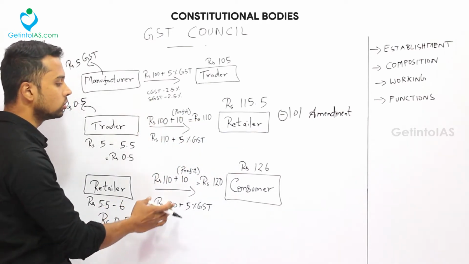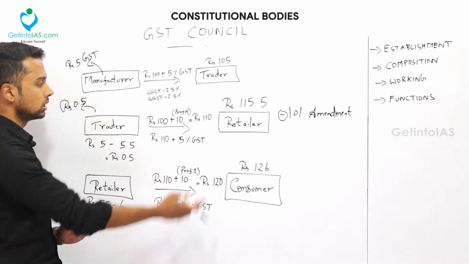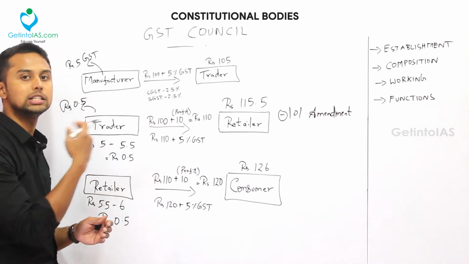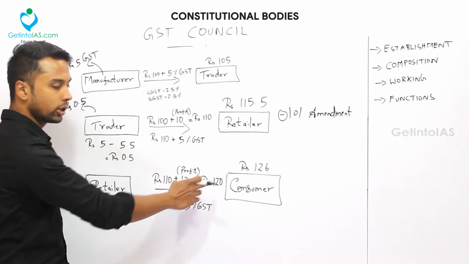Retailer has to sell the good to the consumer. Okay, the final end product consumer. Now what happens? We know it is 110 rupees. Okay, now retailer also wants to add some profit. So he will add again 10 rupees. So now it brings about 120.